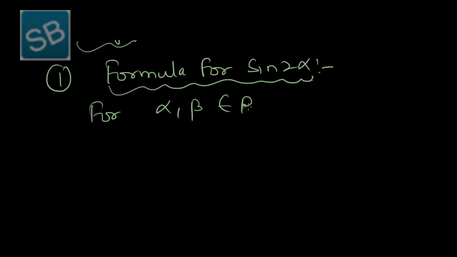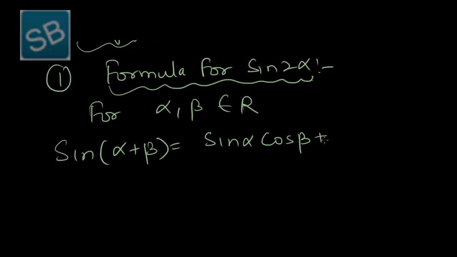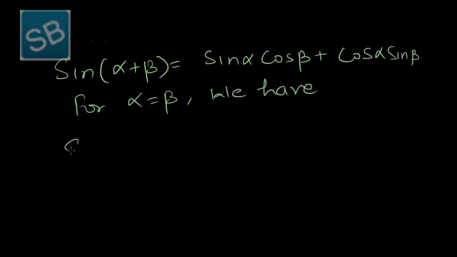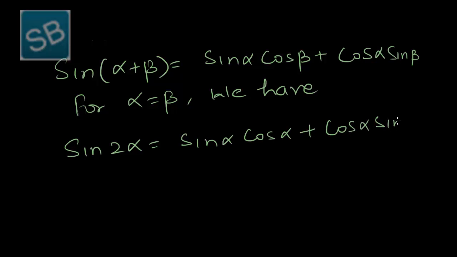For alpha, beta belonging to real numbers, we have sin(alpha plus beta) is equal to sin alpha cos beta plus cos alpha sin beta. So to form the formula of sin 2 alpha, for alpha equal to beta, we have sin 2 alpha is equal to sin alpha cos alpha plus cos alpha sin alpha. So we get 2 sin alpha cos alpha.